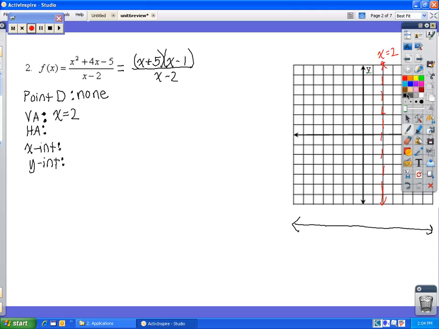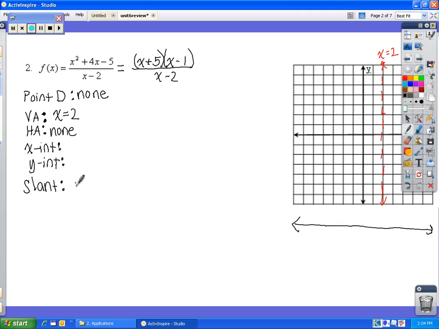Now since this is a top-heavy function, again, that means that the power on top, squared, is bigger than the highest power on the bottom, which is 1. So since this is top-heavy, I do not have a horizontal asymptote. However, I do have a slant asymptote.